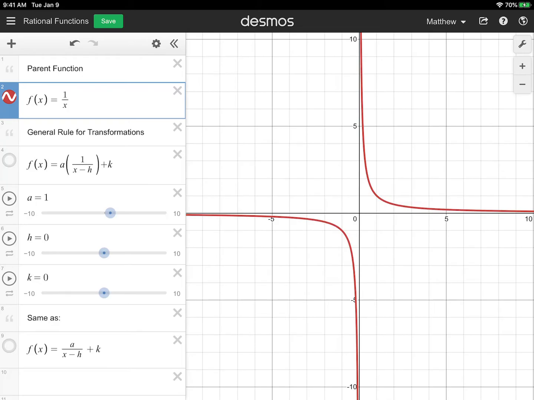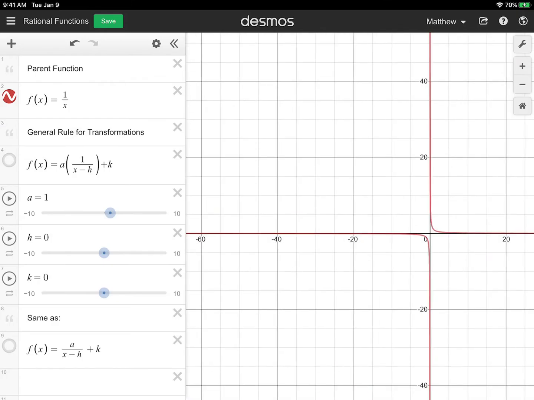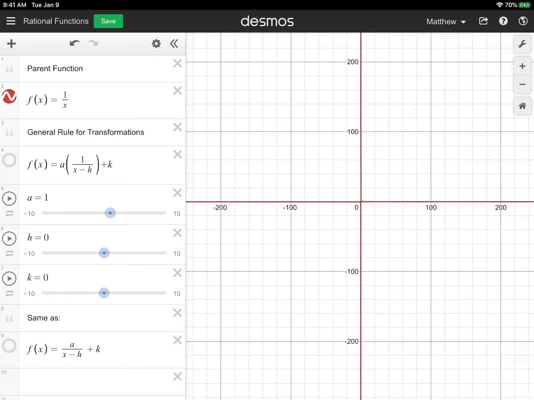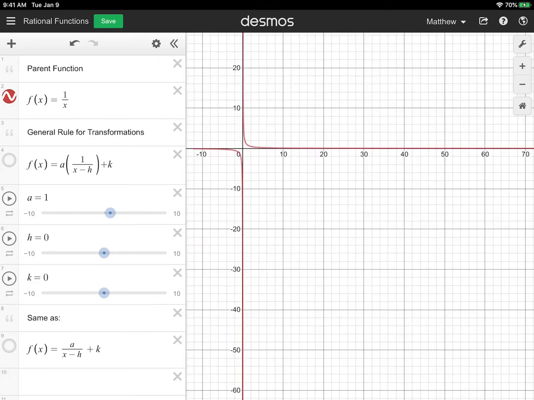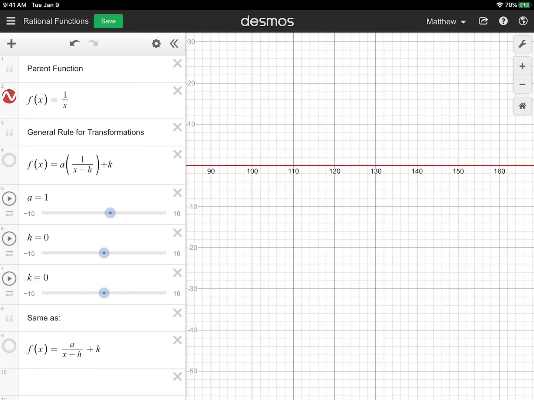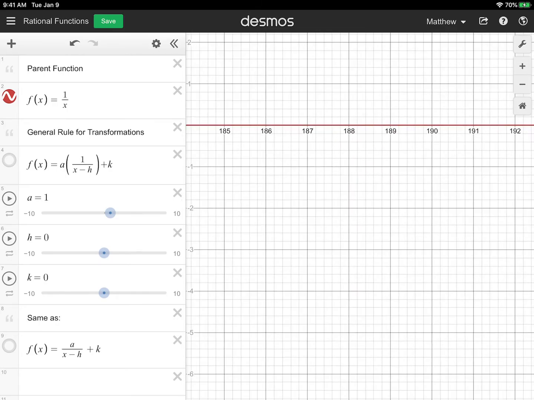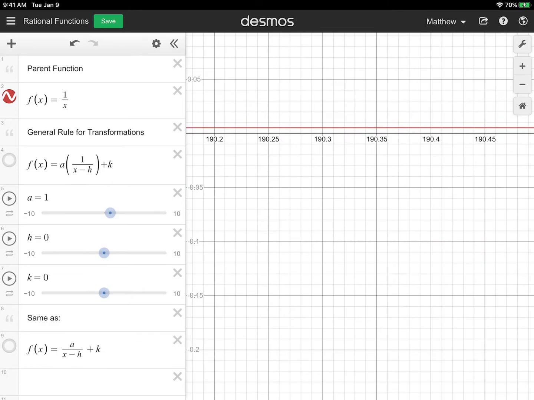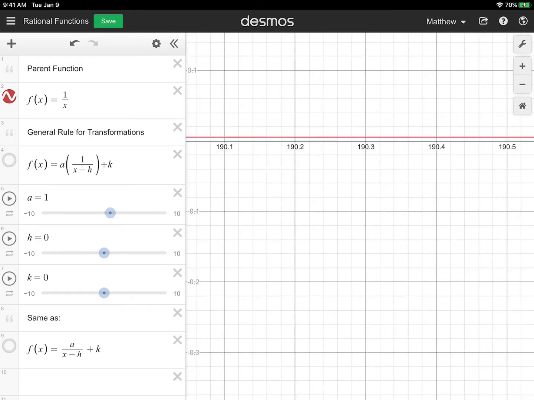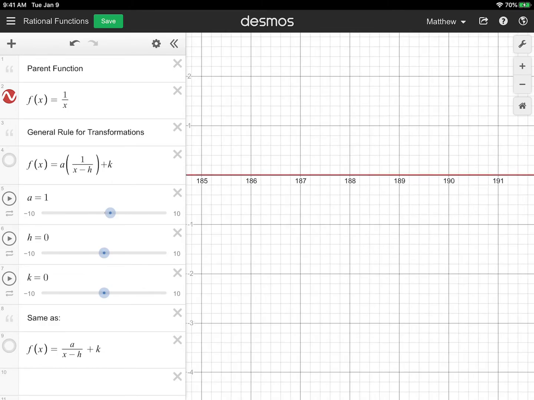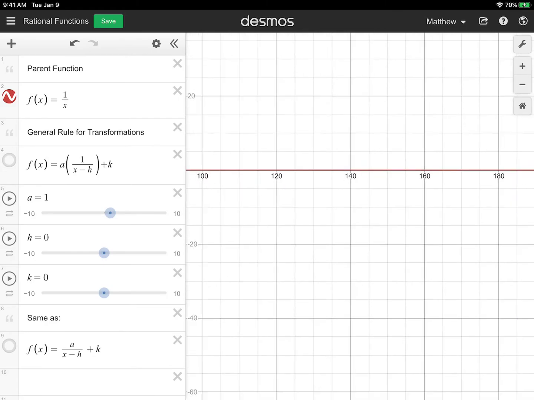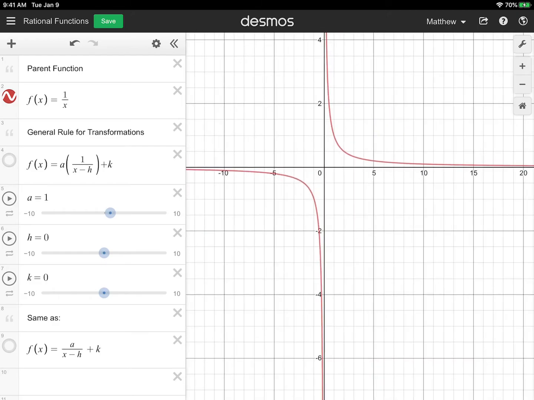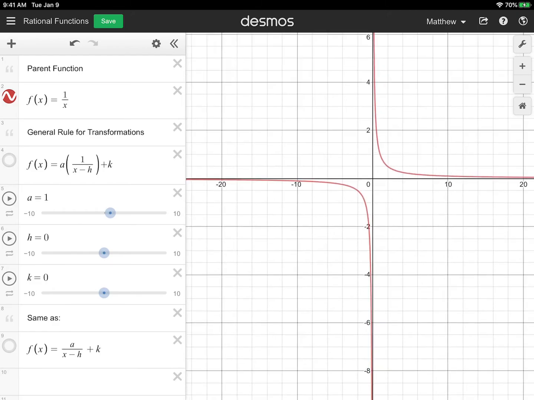Again, we can see no matter how much I zoom out, our graph is never going to cross either the x-axis or the y-axis. They look like they get infinitely closer, and in fact, if I zoom in as far as I can, look how small these numbers are, you can see that we still have space between the graph and the axis. So that's why these are called asymptotes, because it gets really, really close, but never quite reaches it.